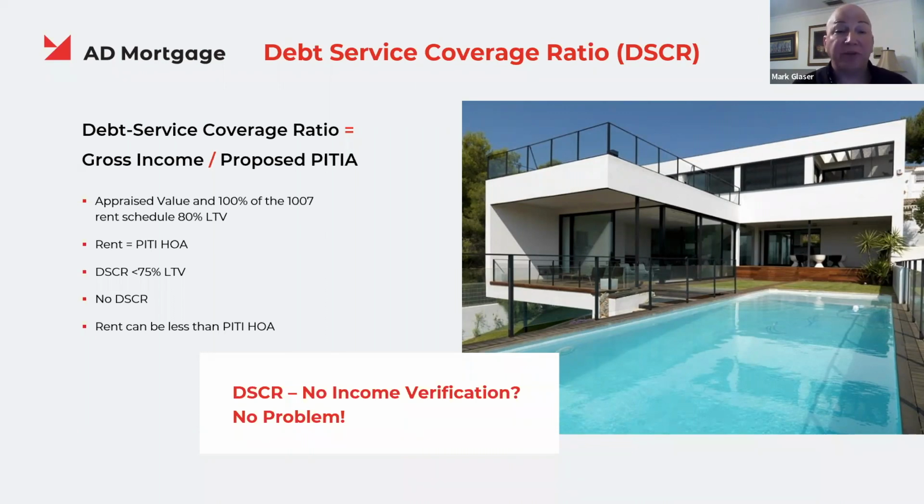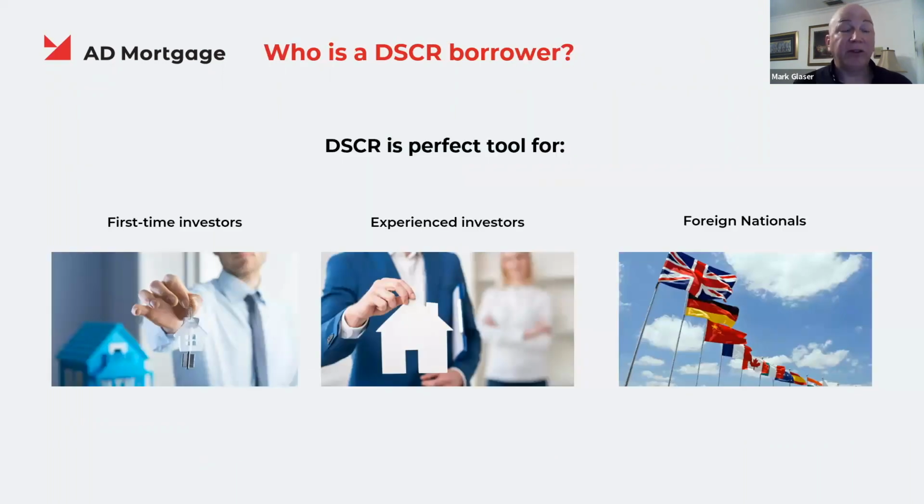We take 100% of the 1007 rent schedule, and at 80% loan to value, if the rent equals the mortgage, you're good. At 75% loan to value, you don't even have to debt service anymore. So once again, even if the rent is less than the mortgage, you could still go ahead at a 75% loan to value. What is it good for?